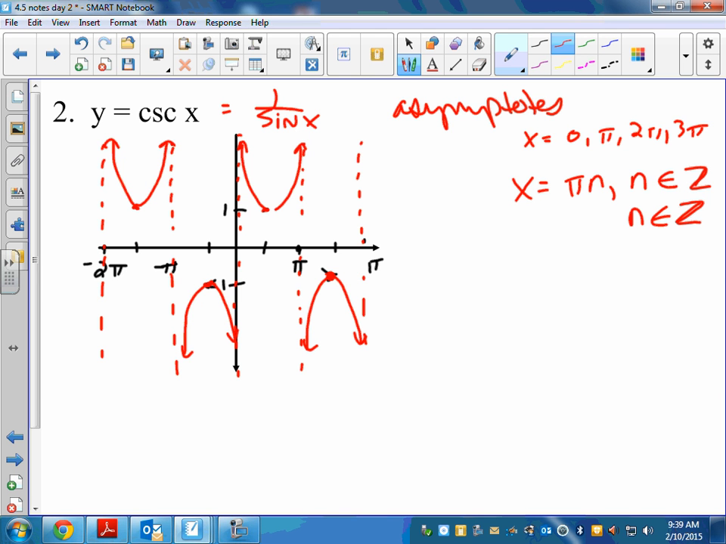Questions about this? These look kind of not great, but compared to the other ones, I feel like it kind of just flows together. Oh, the asymptotes are the same. Oh, it's just the reciprocal of sine and cosine.